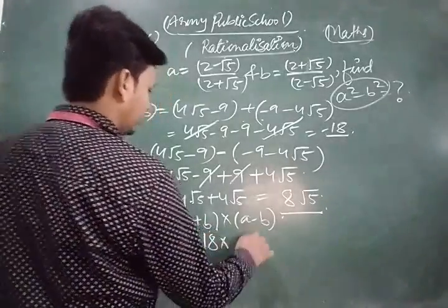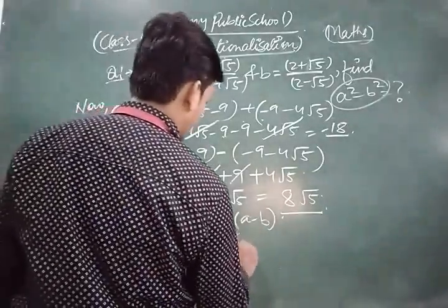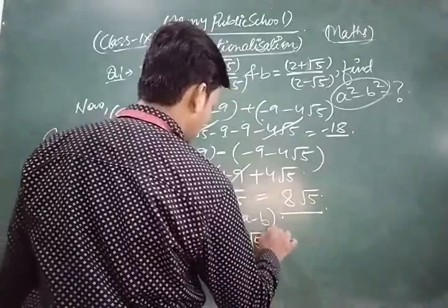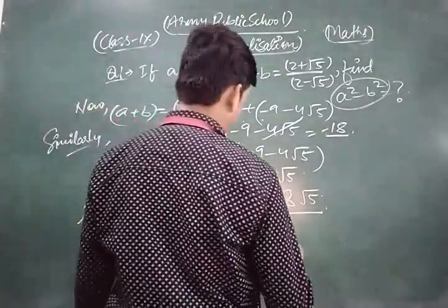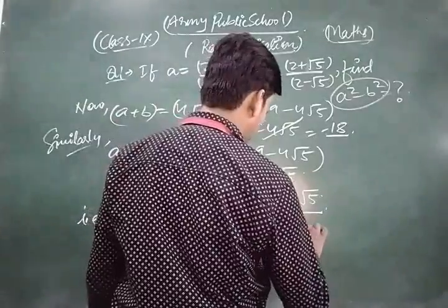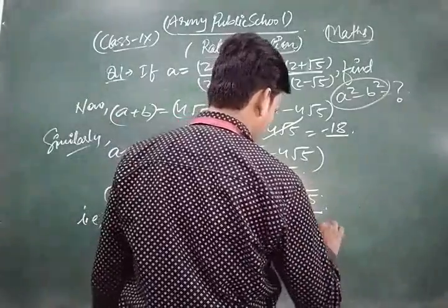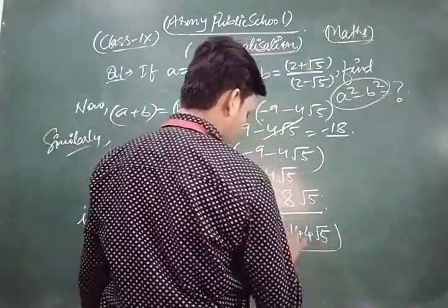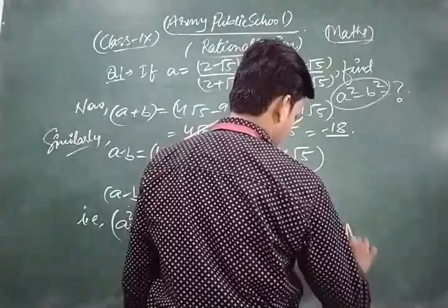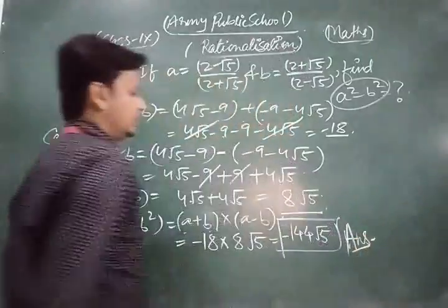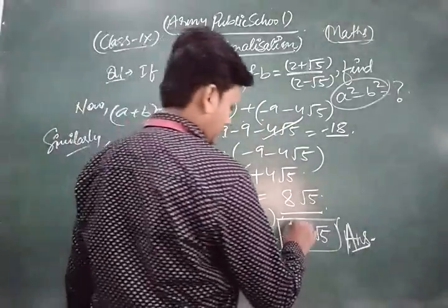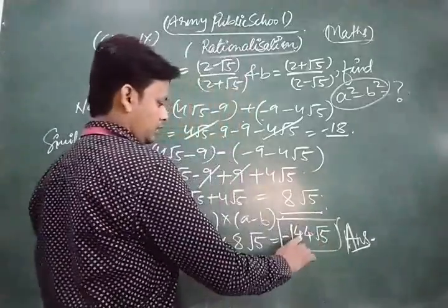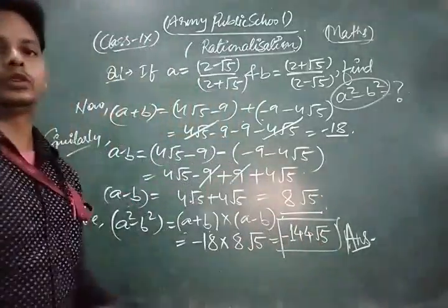Minus 18 into the value of a minus b, 8 under root 5. Now 18 8s are 144. This is minus 144 under root 5. This is the required solution of the given question.